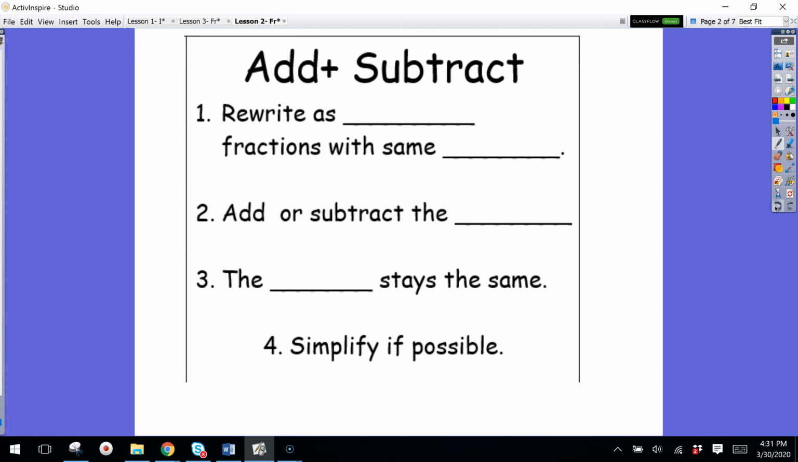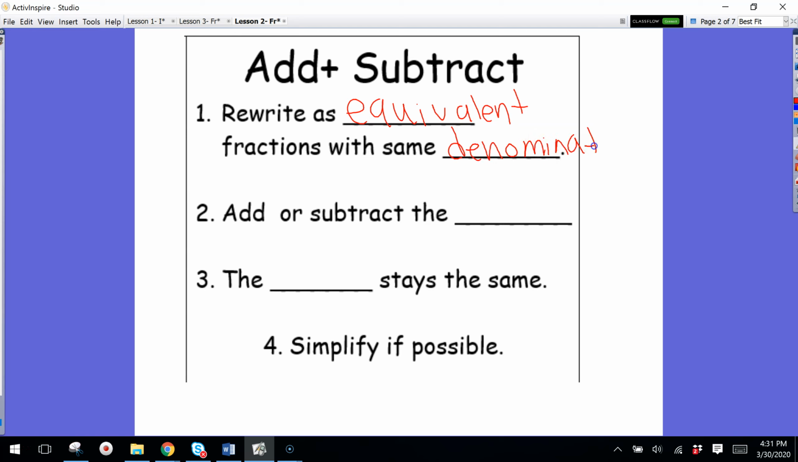What we want to do instead is rewrite as equivalent fractions that have the same denominator. Then we can add and subtract the numerators, because the denominator tells us the size of the pieces. We add and subtract the numerators, and the denominator stays the same. And I always say when you have your final answer, go ahead and simplify it if possible.